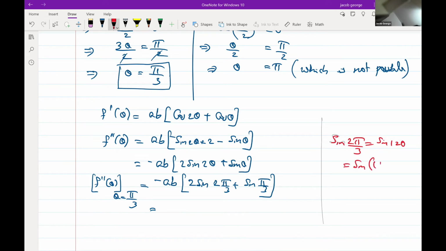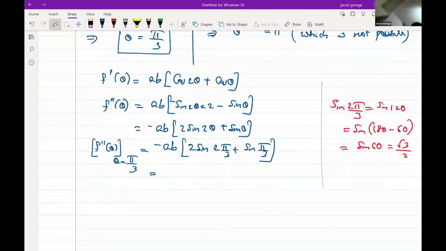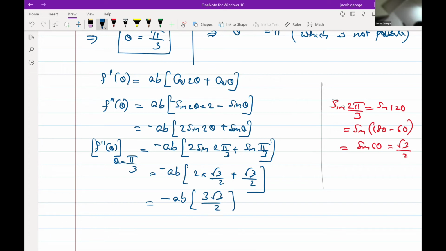180 minus 60. This is in the second quadrant. Second quadrant sine is positive. So it is sine 60, root 3 by 2. Sine 2 pi by 3 is root 3 by 2. Sine pi by 3 is also root 3 by 2. So please note down sine 2 pi by 3. That we substitute into the step: 2 into root 3 by 2 plus root 3 by 2. So this is clearly negative. Minus AB into 2 root 3 plus root 3, that is 3 root 3 by 2, is clearly less than 0. So this is less than 0.